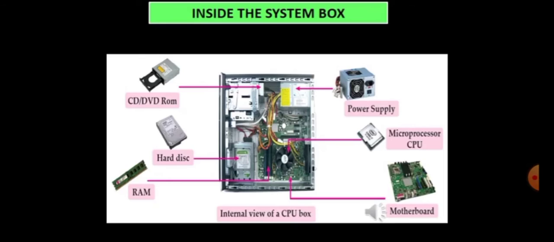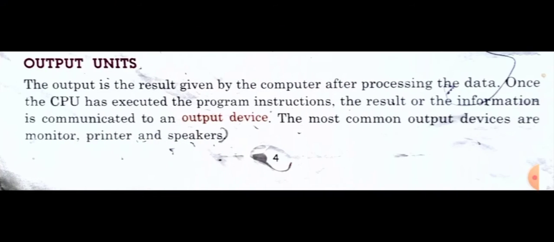Now look at this picture. This is inside the system box, meaning this is the internal view of a CPU box. There are CD-ROM, hard disk, RAM, motherboard, microprocessor, CPU, and power supply. These are all assembled inside the CPU. Okay, so next we will see output units.